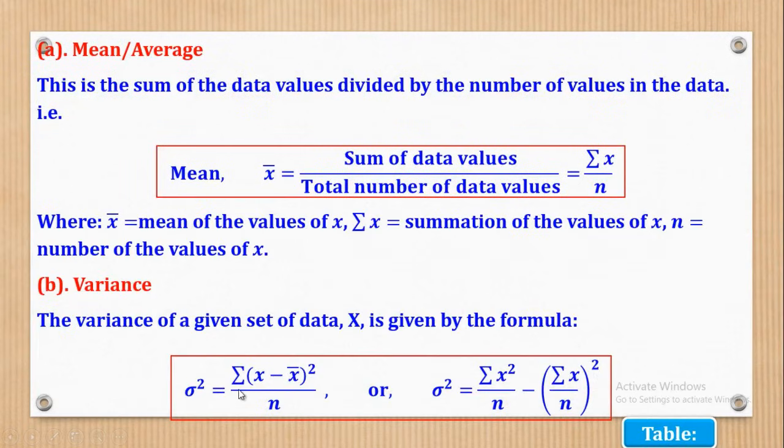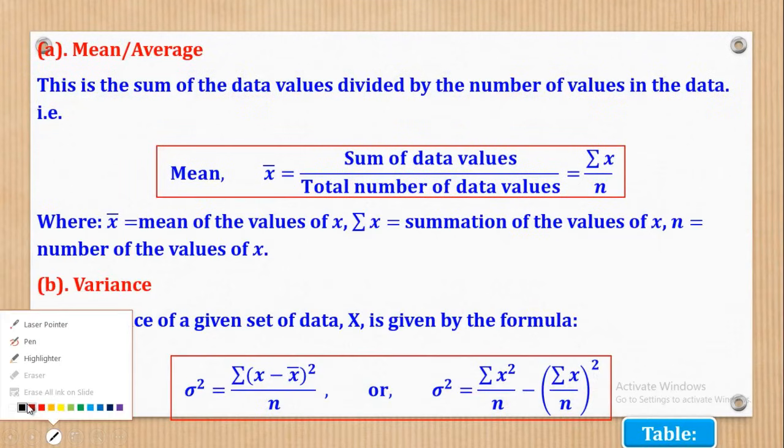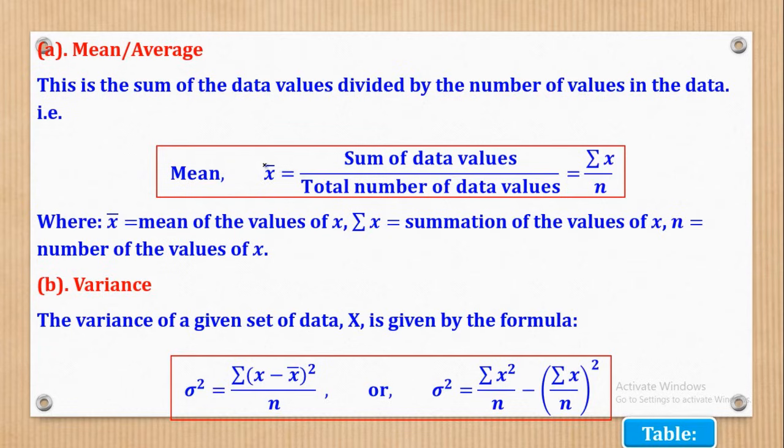But since in your O level you are used to expressing mean in terms of x bar, that is why I choose to maintain the x bar and also to maintain this small n, so that you don't get confused along the way.